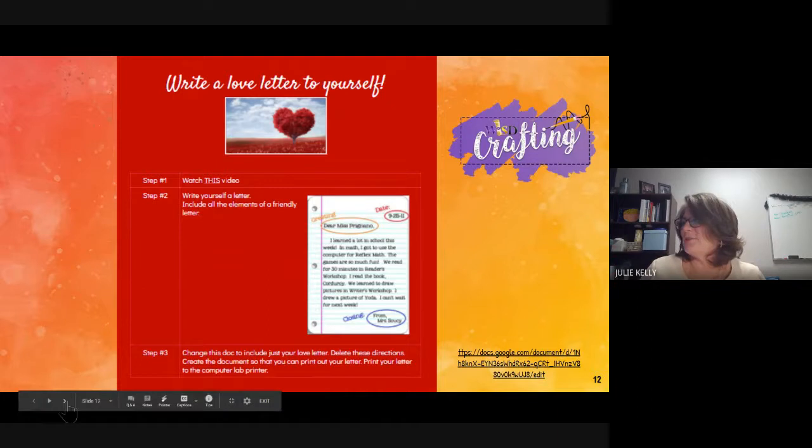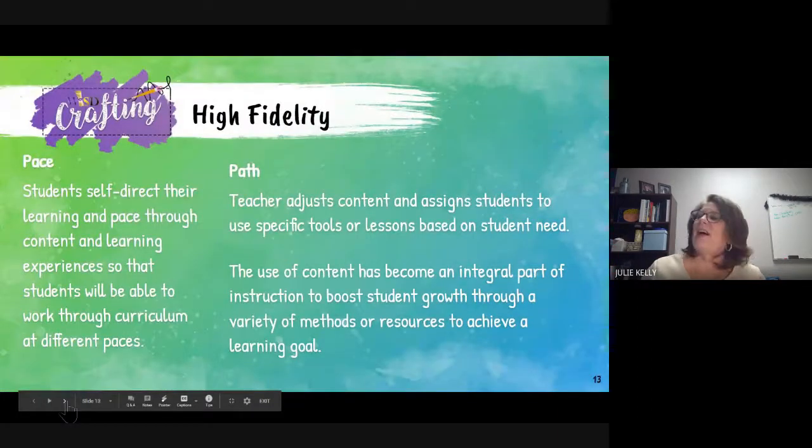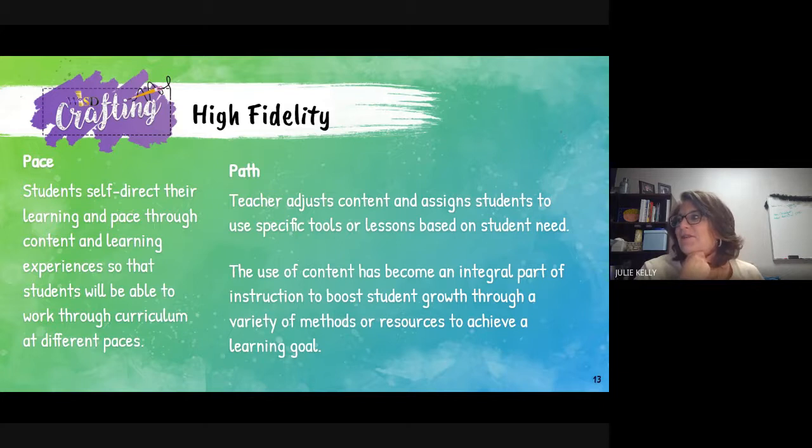All righty. Moving along. And then just another way of looking at crafting with high fidelity. Earlier, one of the keywords we pulled out was pace.